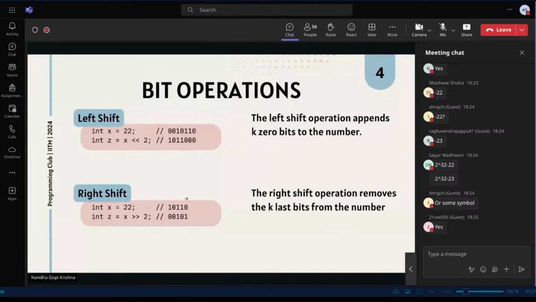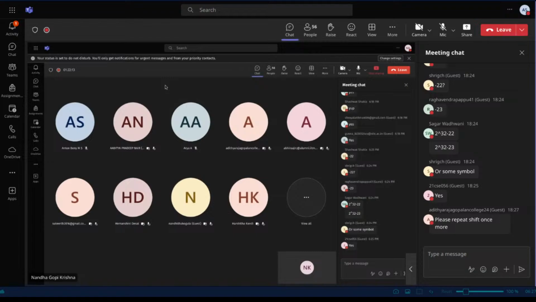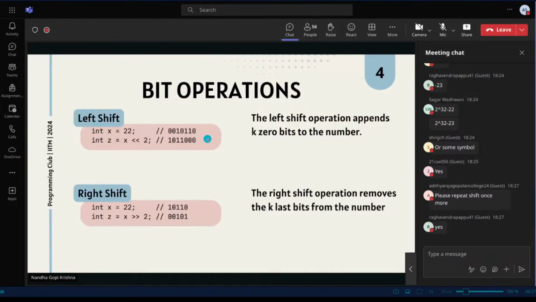Is the left shift and right shift operation clear? Okay, I'll repeat it once again.